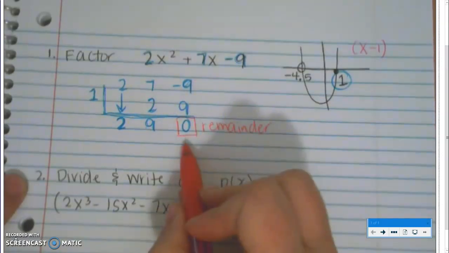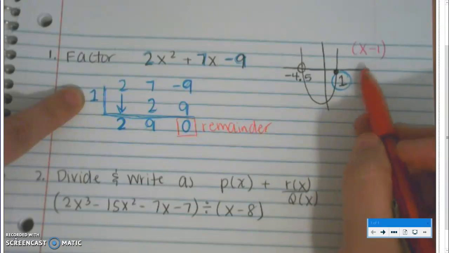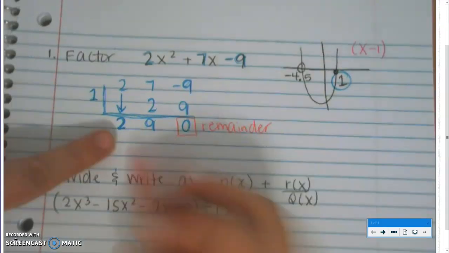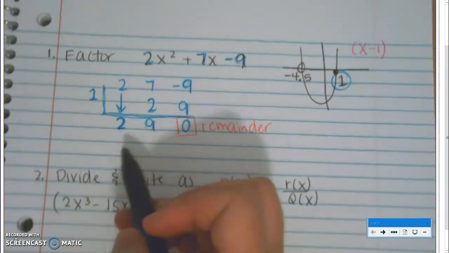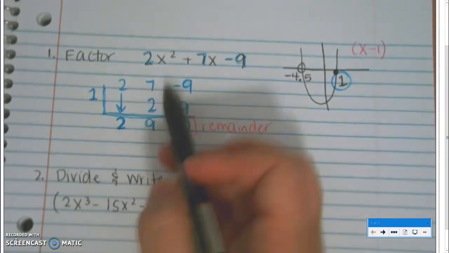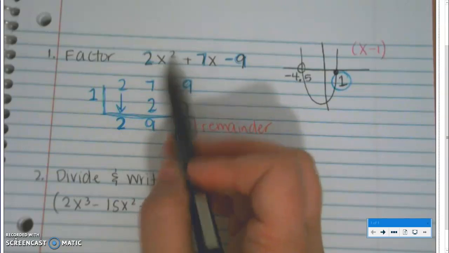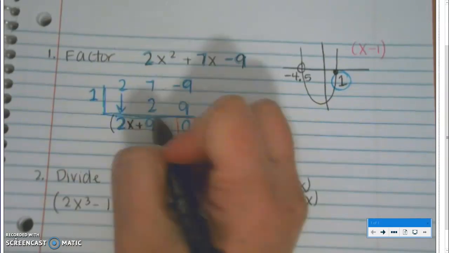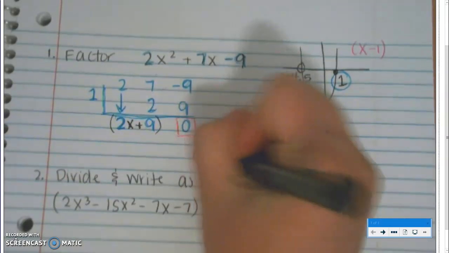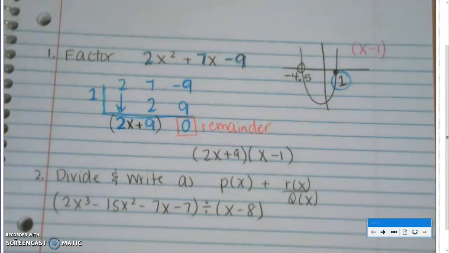It's a good thing that I got 0 because I just divided by an x-intercept. I'm supposed to get 0 because when you divide by a factor, there's not supposed to be a remainder. And so your numbers down here are always going to be 1 x smaller than what you started with. So if this started with x squared, 1 smaller than that would be x. So 2x plus 9 is the other factor. So the factored form is 2x plus 9 and x minus 1.